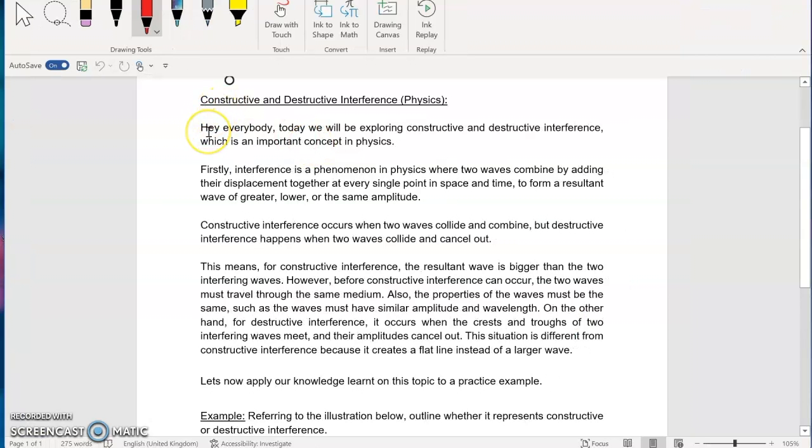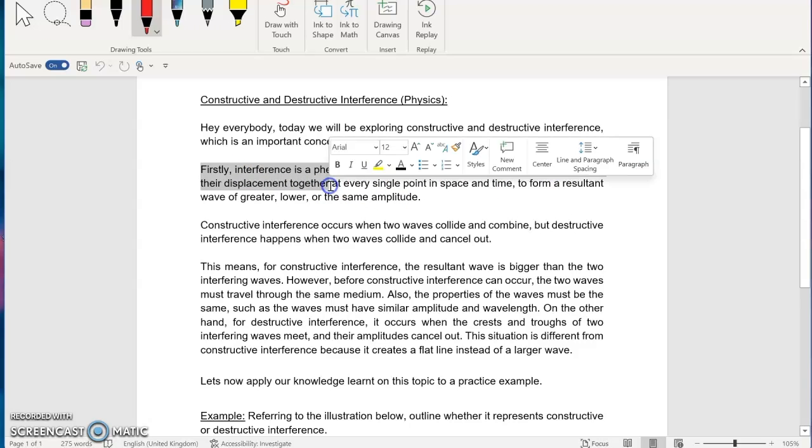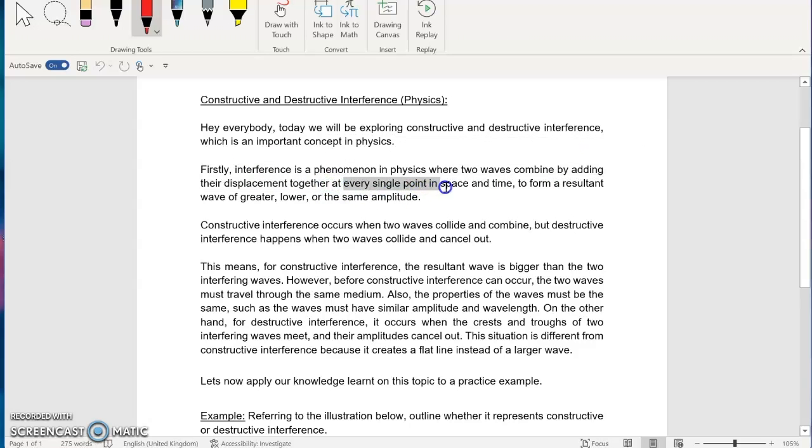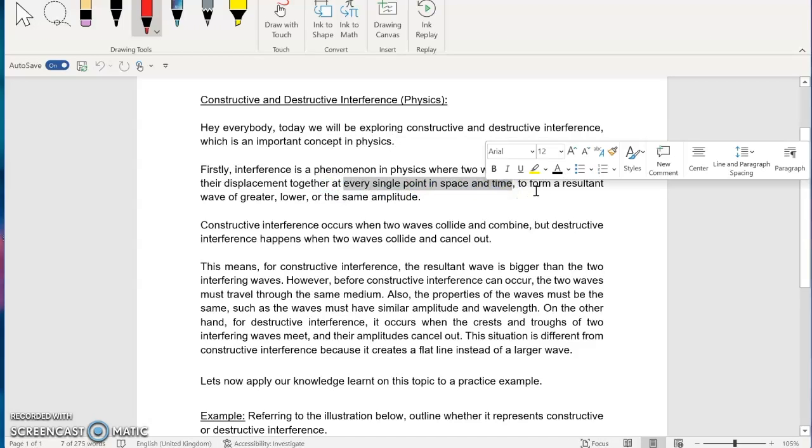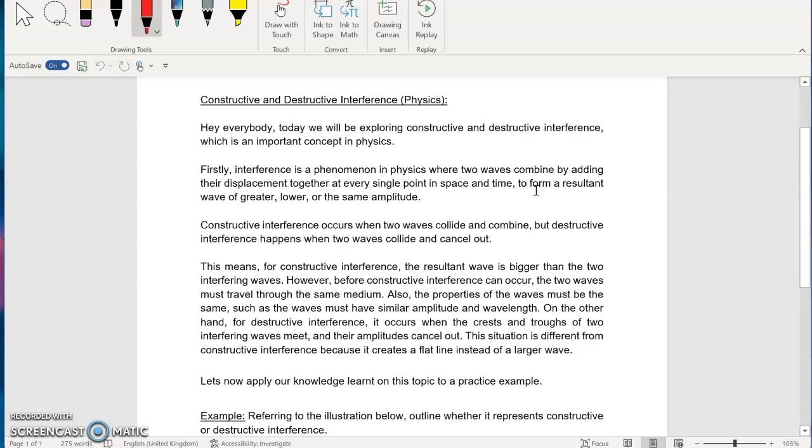Hey everybody, today we'll be exploring constructive and destructive interference, which is an important concept in physics. Firstly, interference is a phenomenon in physics where two waves combine by adding the displacement together at every single point in space and time to form a resultant wave of either greater, lower, or the same amplitude.